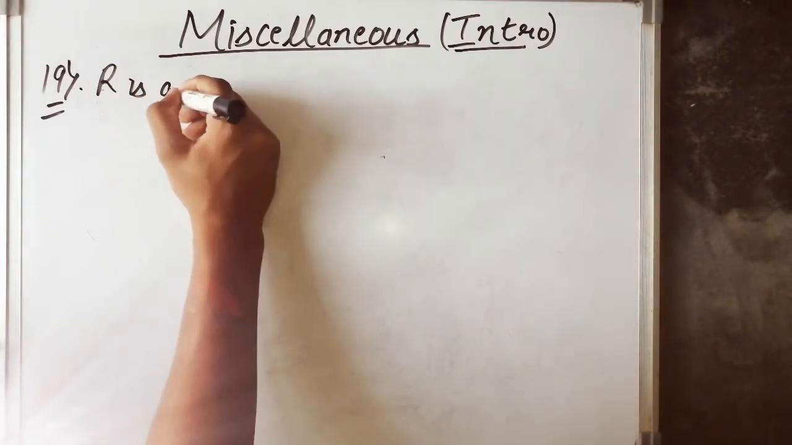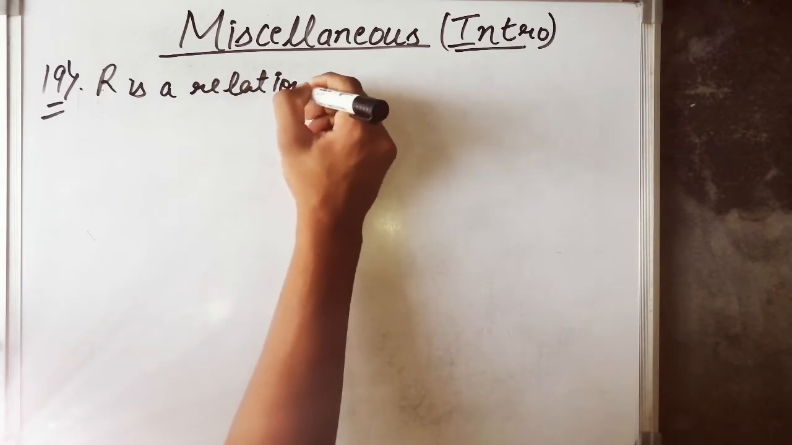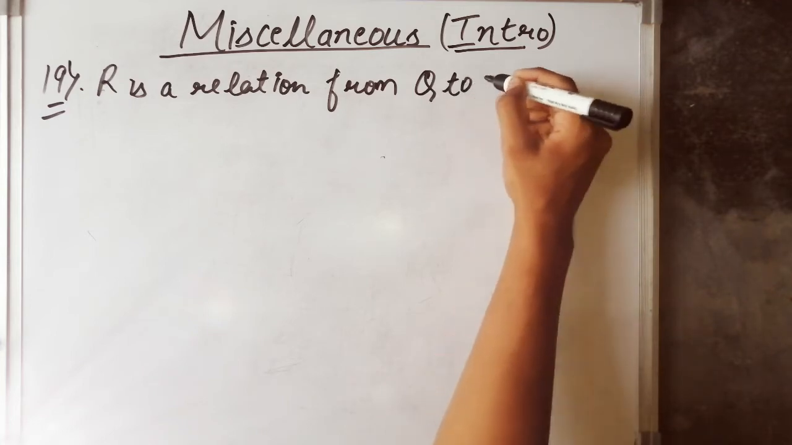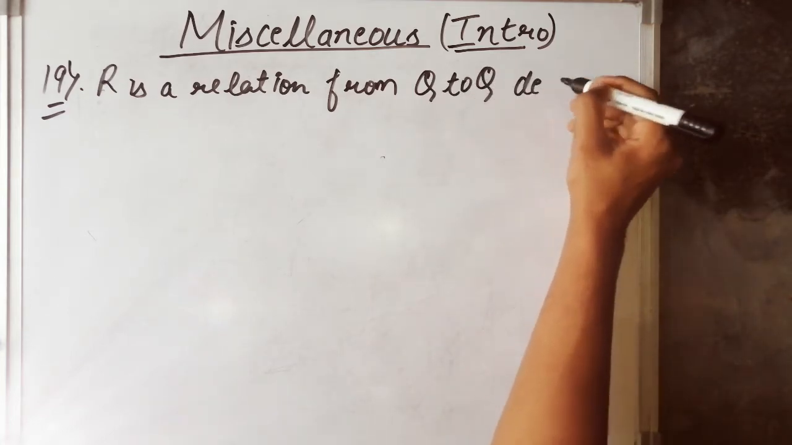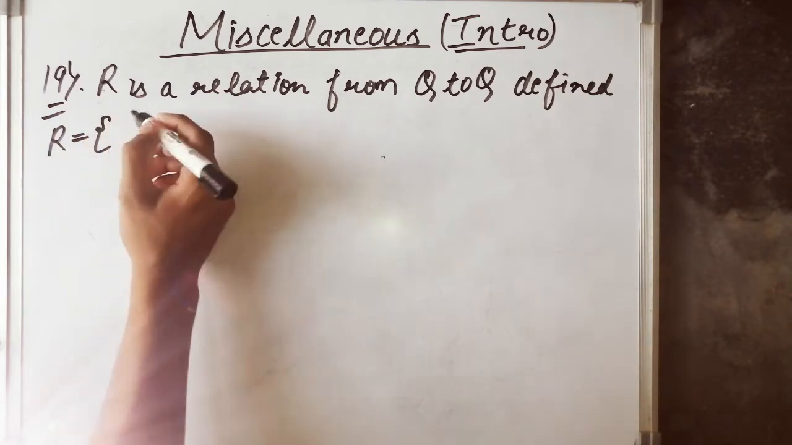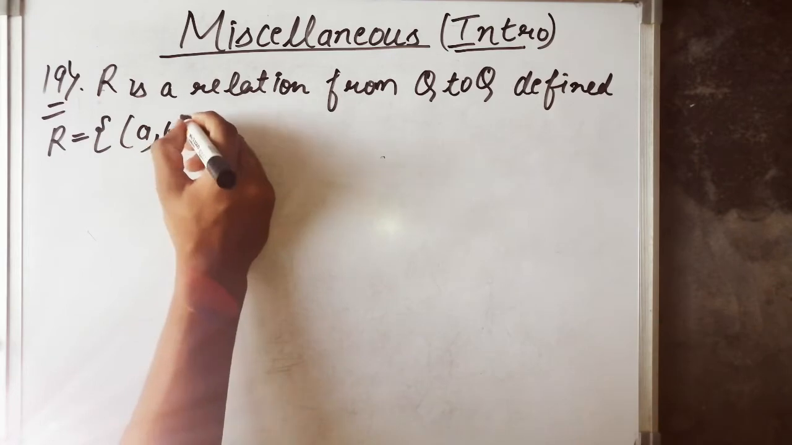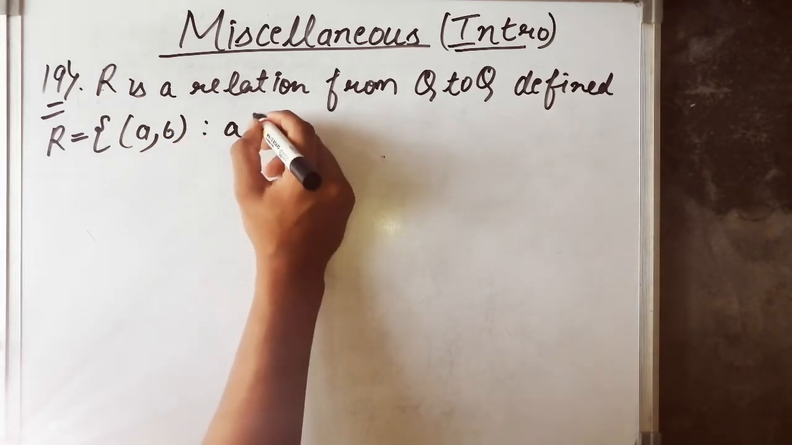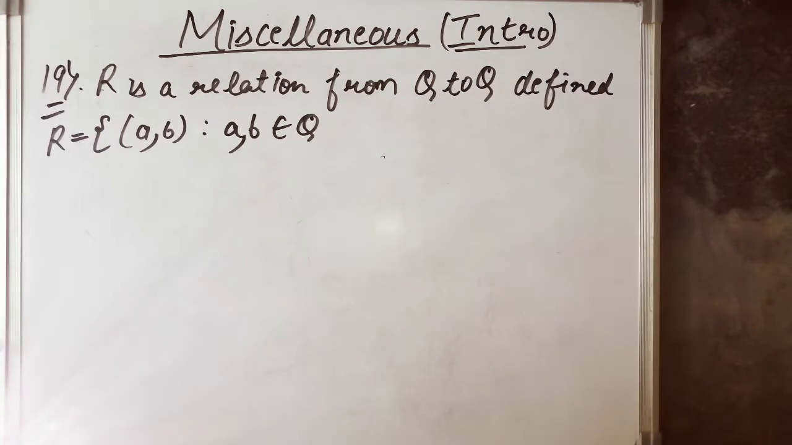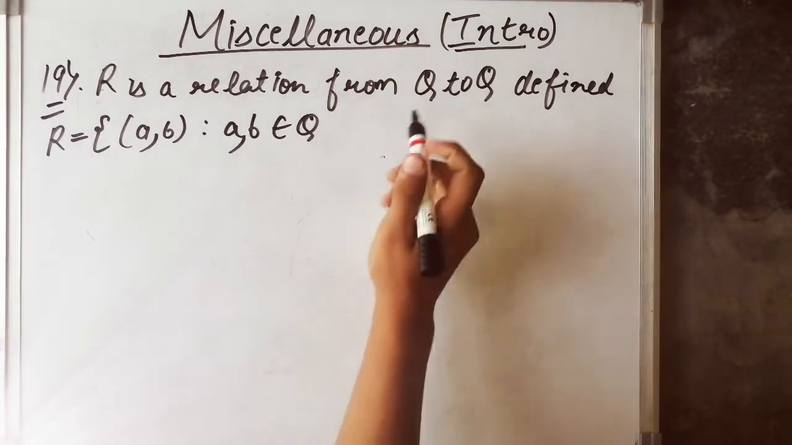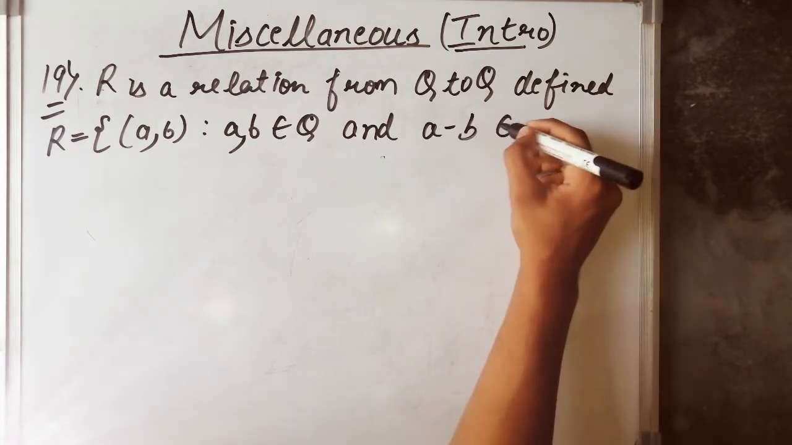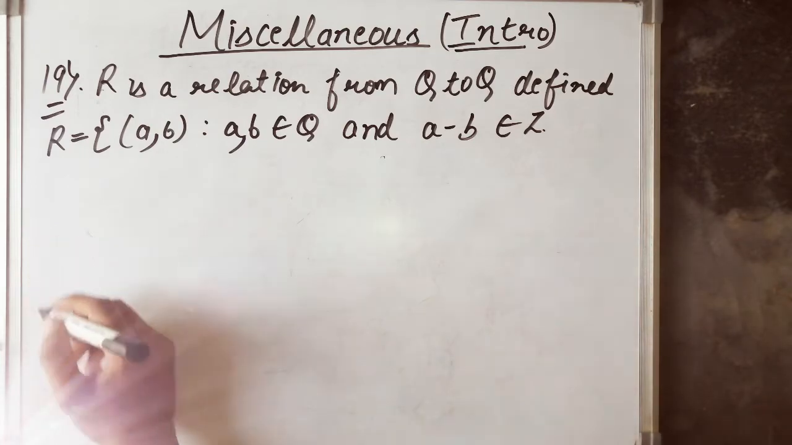R is a relation from Q to Q defined by R equals (a, b) such that a, b belong to Q. And what is this Q? This Q refers to the set of rational numbers. And a minus b belongs to the integers. Okay, let's have a look at the solution.